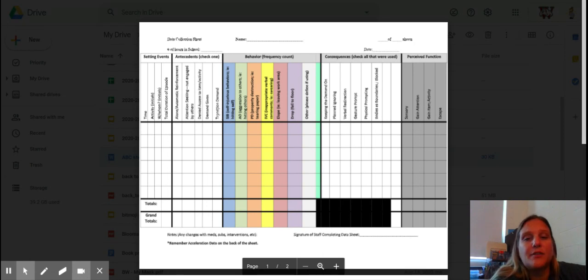All these behaviors that we should be tracking are outlined in the positive behavior support plan. So please be sure that you have reviewed those and go back and review them as it's needed as well.